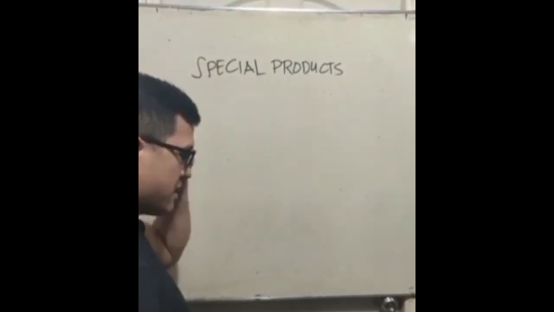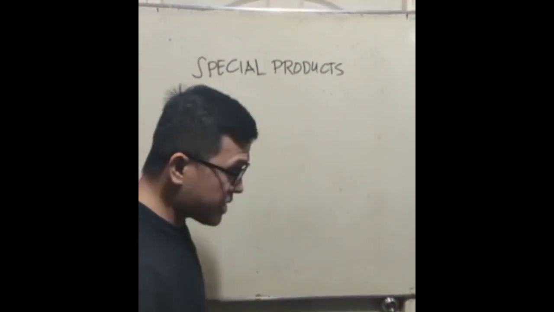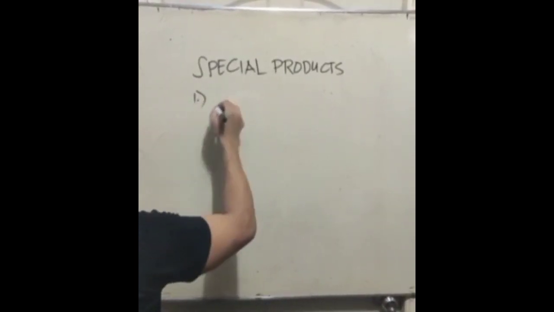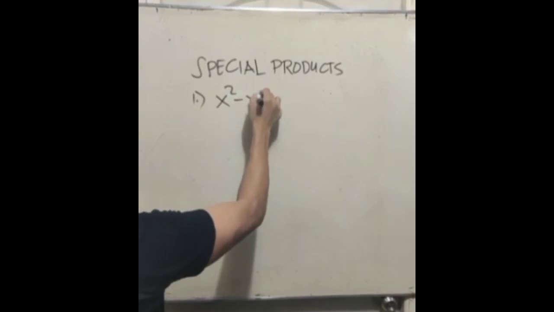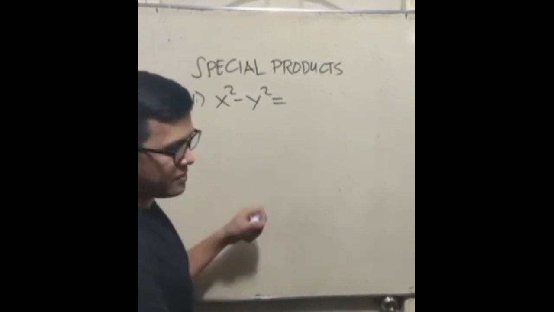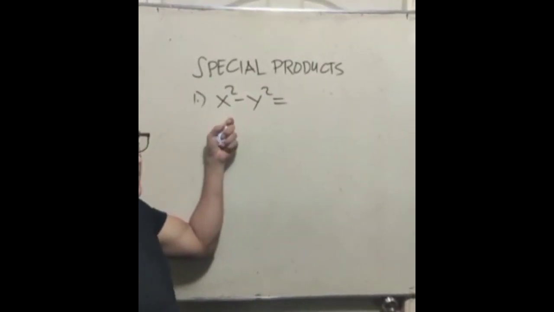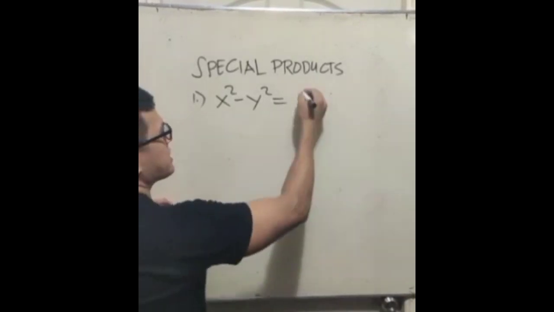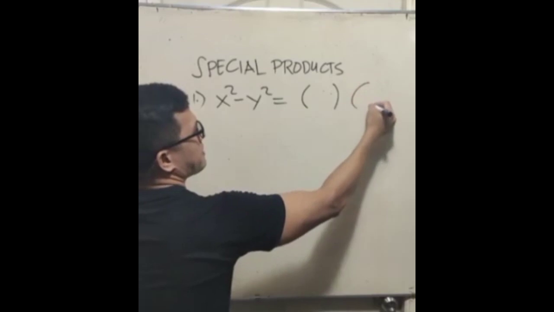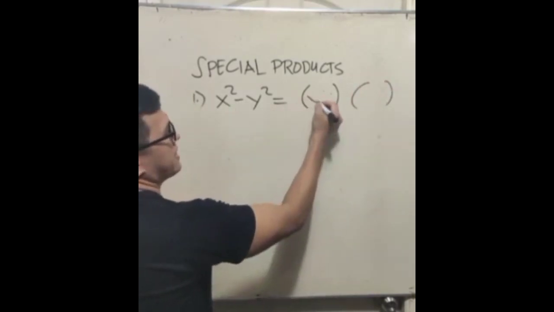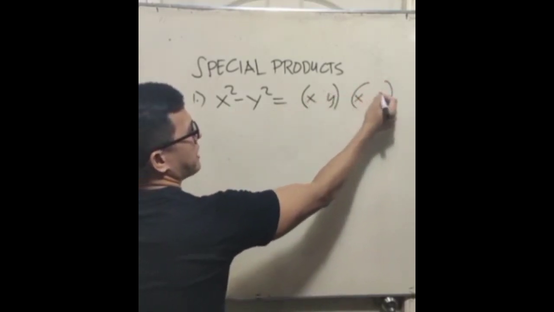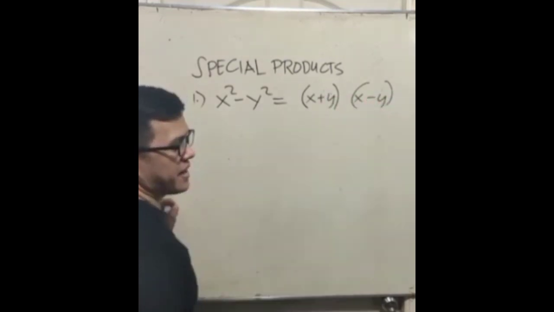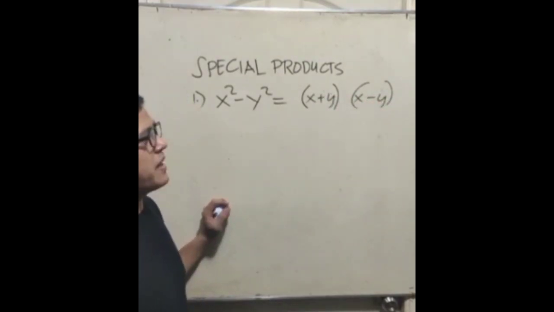So, special products and factoring tayo. First is difference of two squares, okay? If you will see this type of special product, ang gagawin nyo lang dyan, kopyahin nyo lang x, y, x, y, and then the other one is positive and the other one is minus. Okay? So, paano siya? Bakit siya ganyan?